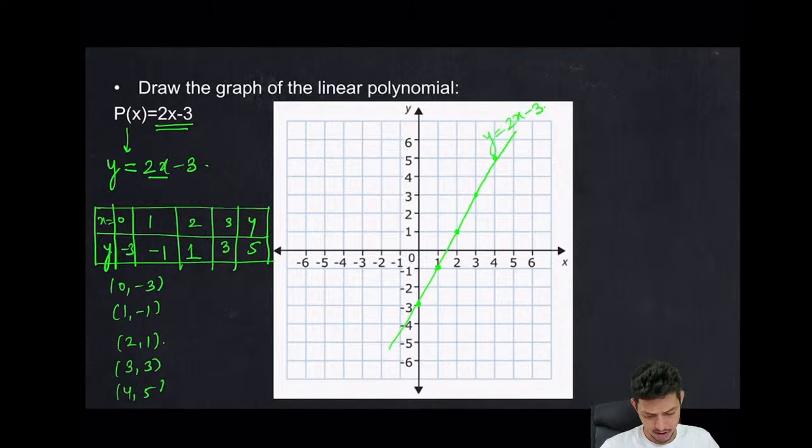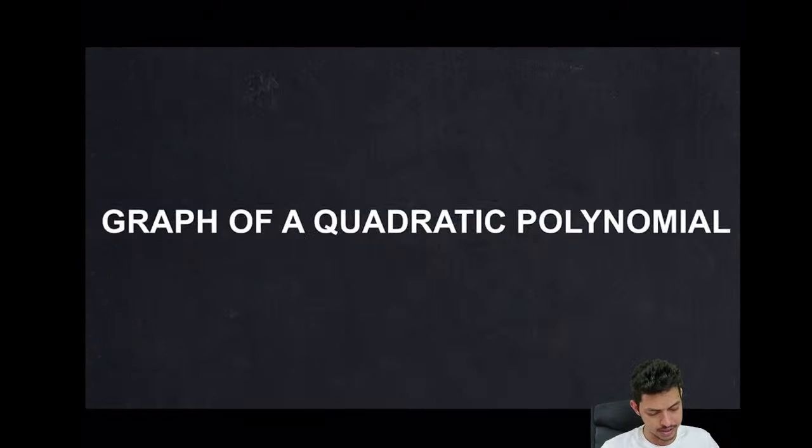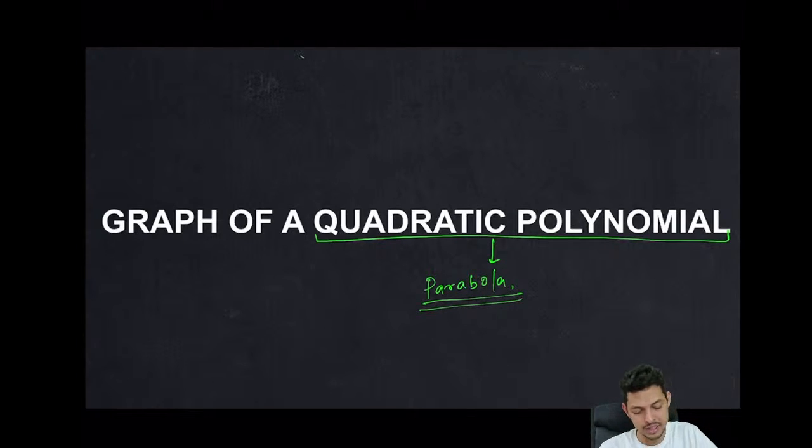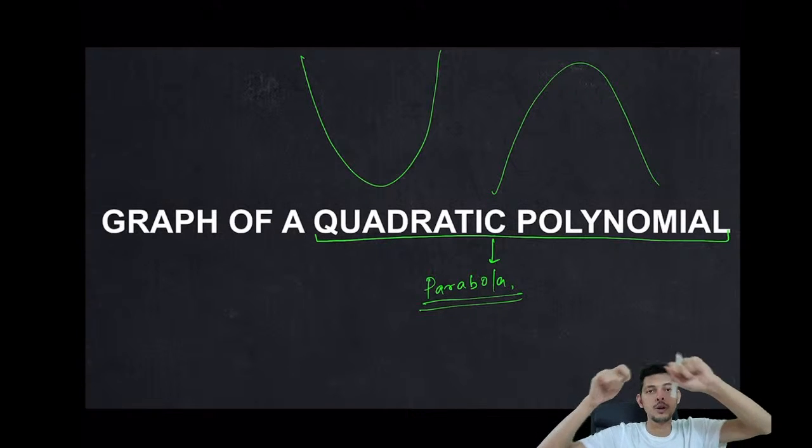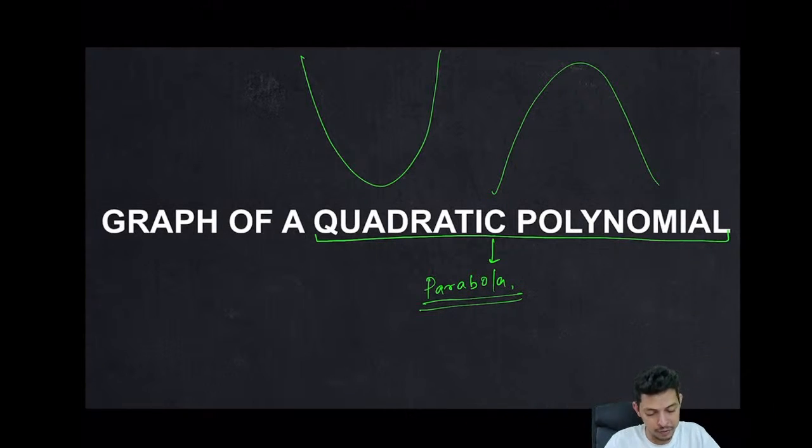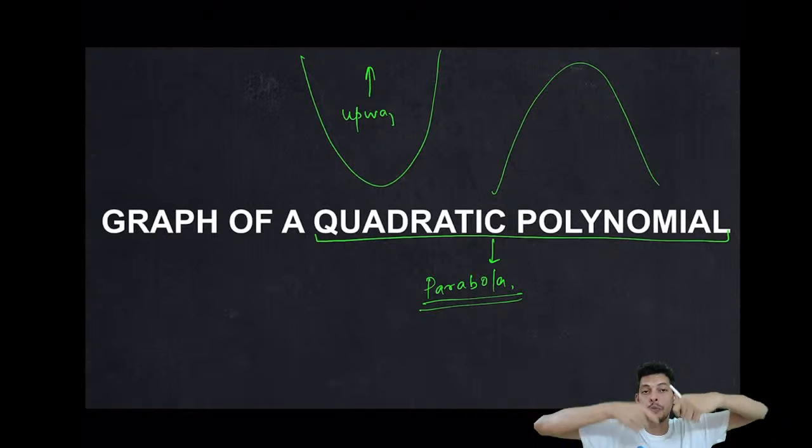Okay, now let's understand the graph of a quadratic polynomial. Before we move ahead, some pretext on what we are going to do. The graph of a quadratic polynomial, when you draw it, by nature comes out to be a parabola. A parabola is a shape that looks like this. It's kind of a bucket shape, open on one end and closed on the other. We say this is an upward opening parabola because it's open in the upward direction.